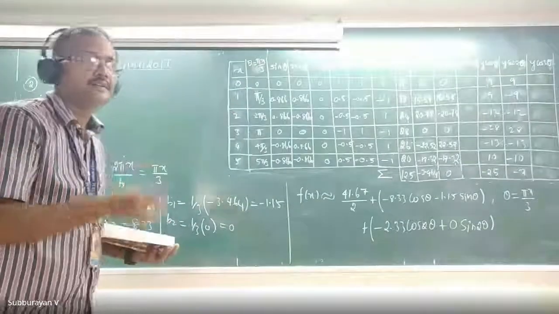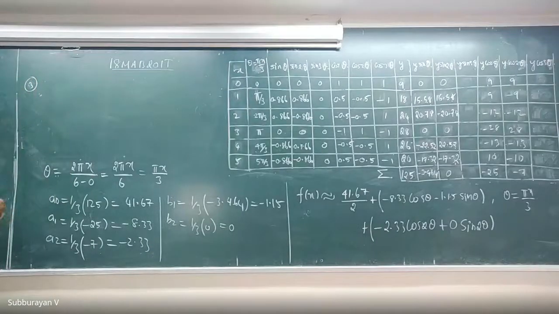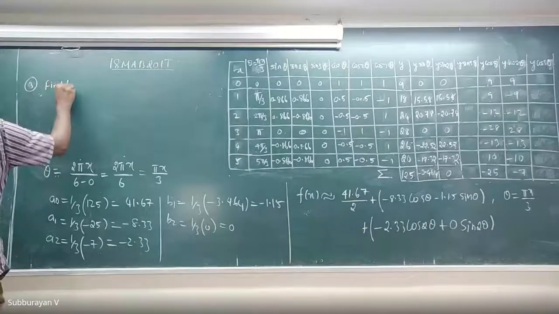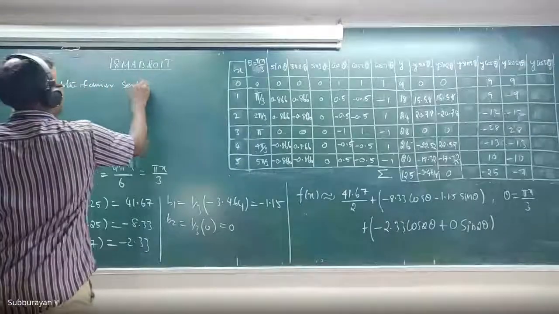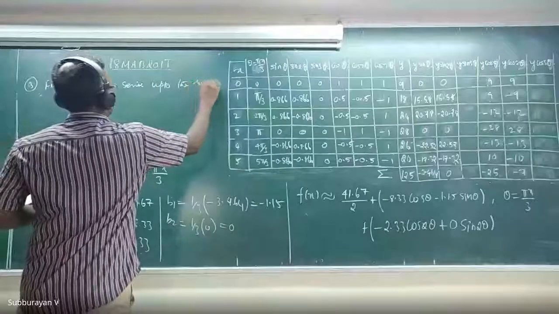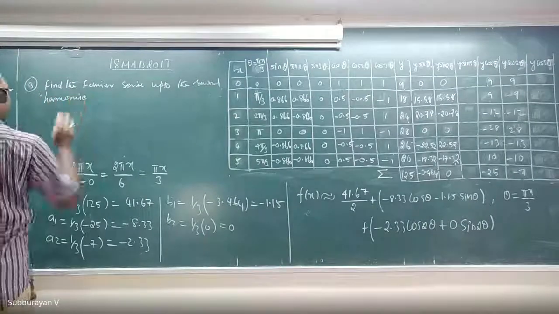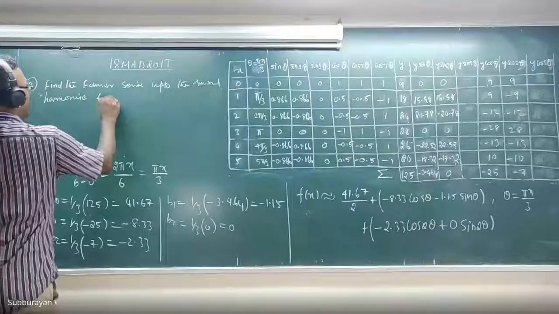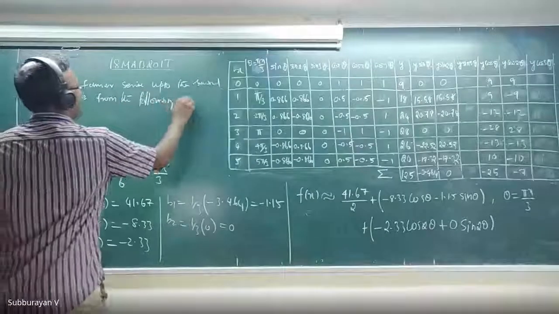That is a trick. The third problem is: find the Fourier series up to the second harmonic from the following data.